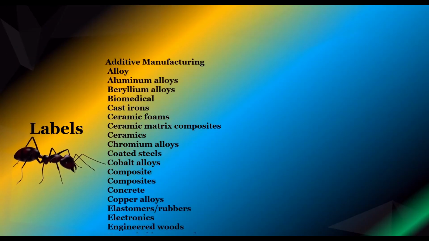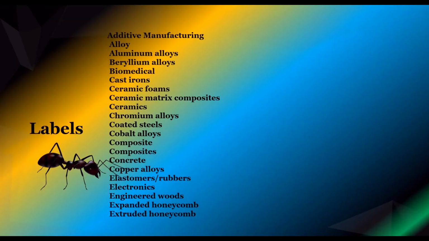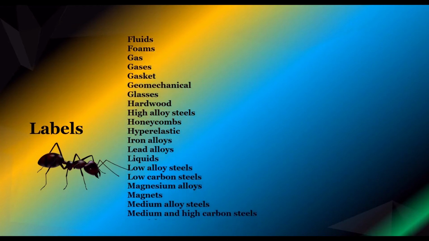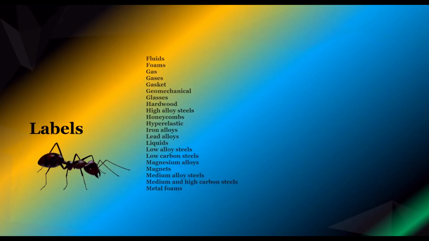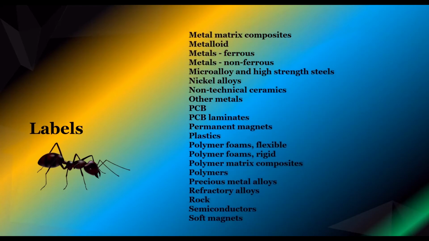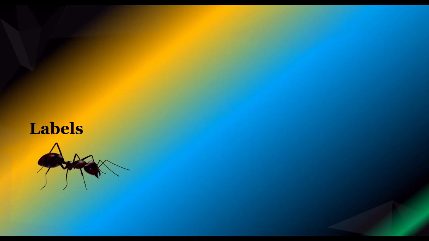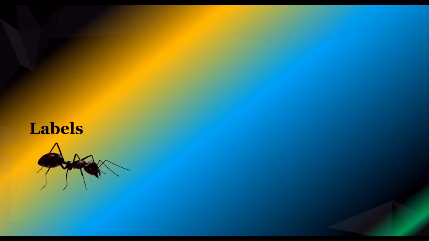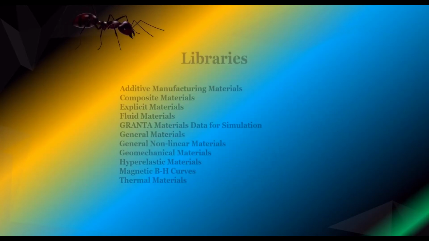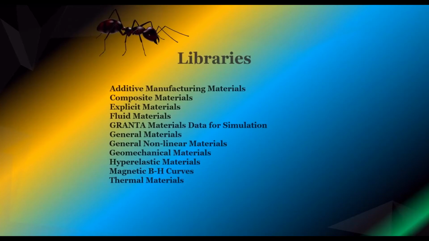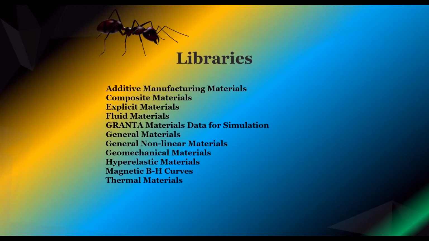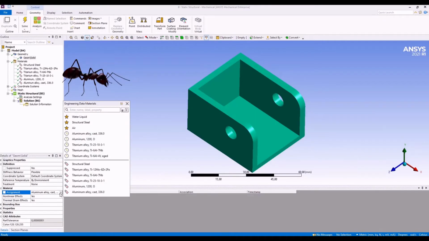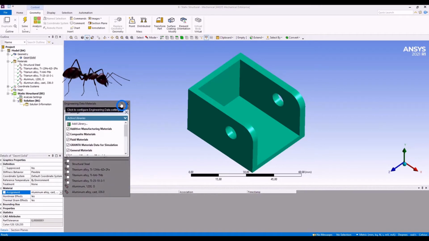The label section consists of the following subgroups. The library section consists of the available libraries. To activate more libraries, go to Settings and select the appropriate libraries.